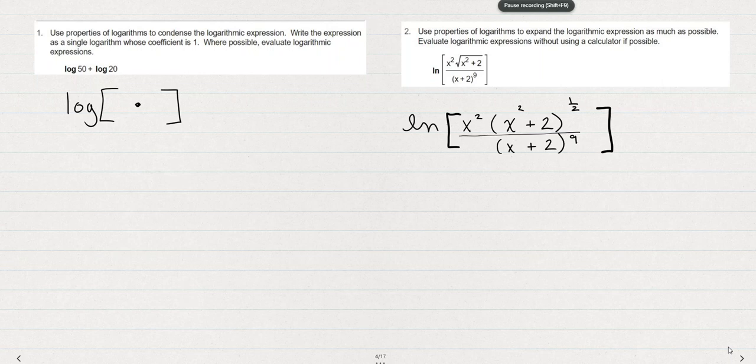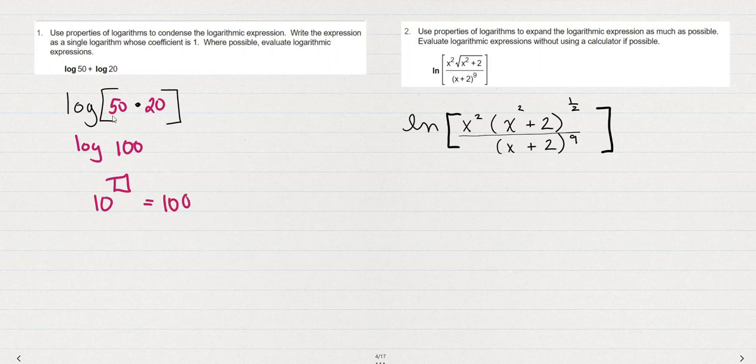Now the first thing we'll review is using the properties of logs to condense. So when we want to condense log of 50 plus log of 20, and those are both log base 10, right? What we're going to do is multiply, because the adding connects to multiplying. So we have log base 10 of 100. So then I think, 10 to what power equals 100?